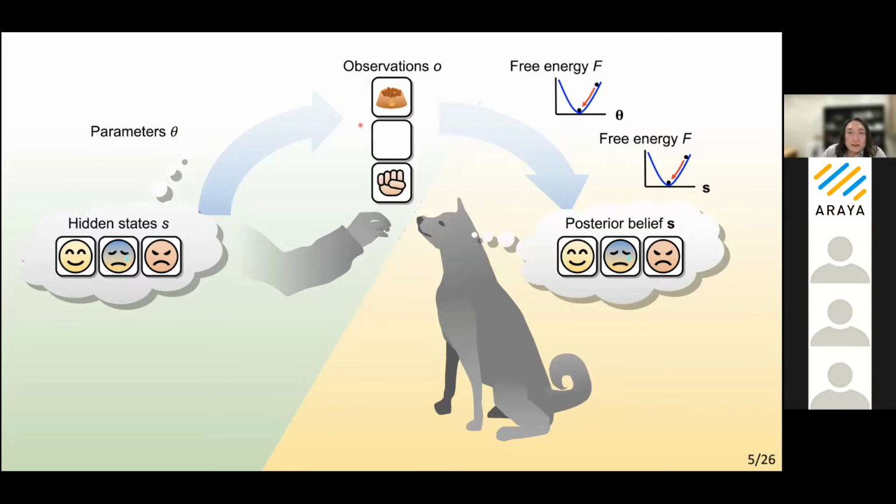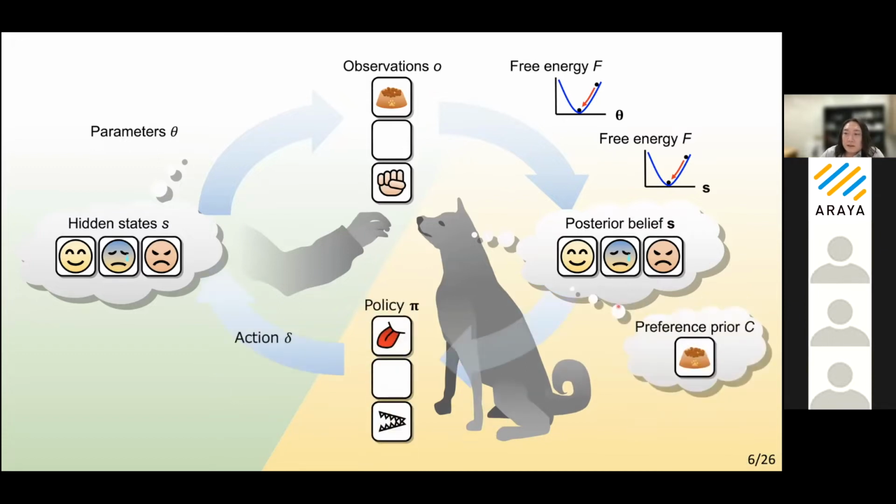This is a view of the brain based on the free energy principle. And a unique point of the free energy principle is that it can apply the same principle to the generation of action. So next, we consider that the dog has some preference about observation. In this case, this dog likes to get food. And to get this food, the preferred observation, it considers what is the best action to maximize the probability to obtain this food. So they calculate the prediction about the state transition and consider the consequence of each action. Here, it has three options.